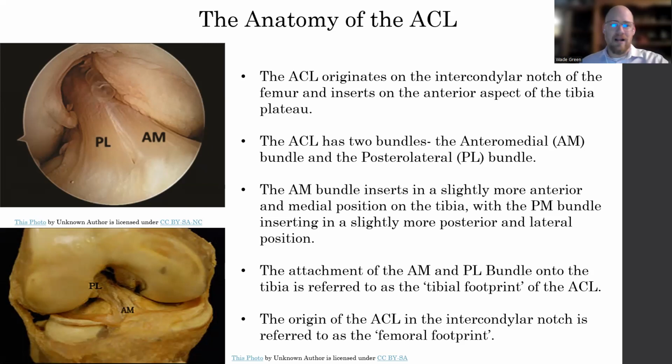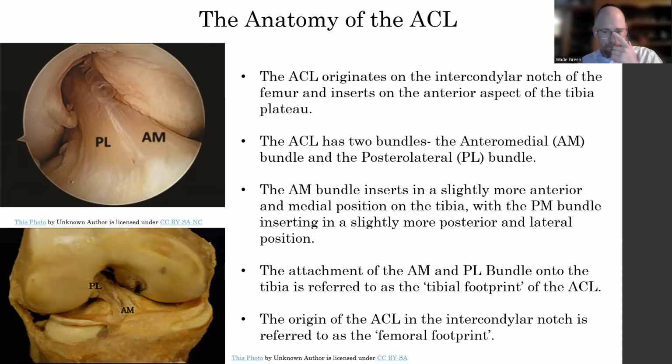So the ACL is organized into two bundles. One ligament, but it's made up of two bundles. We have the anterior medial bundle and the posterior lateral bundle. The anterior medial bundle is going to insert, within that ACL insertion on the tibia, slightly more anteriorly and medially, and the posterior lateral bundle, that's a typo there, is going to insert more posterior laterally.